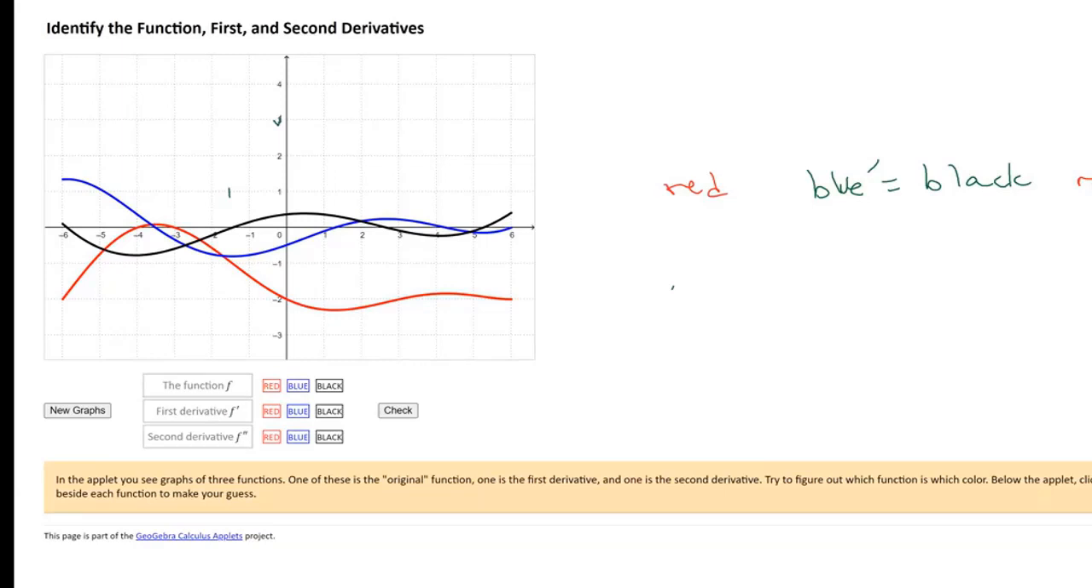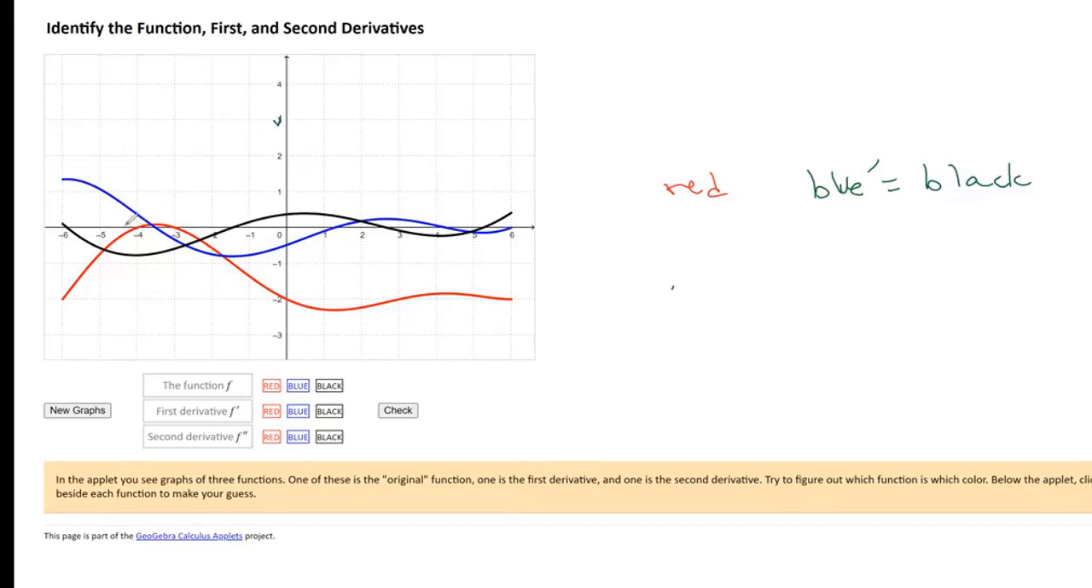So let's look at the black line. The black line has a maximum right here. So that means red does not have a 0 there. So I know that the derivative of black is not red. This is not true. Now we just have to make sure that we have the red in the right place, which I would imagine we do, but we'll check.